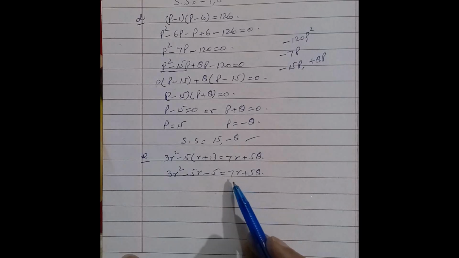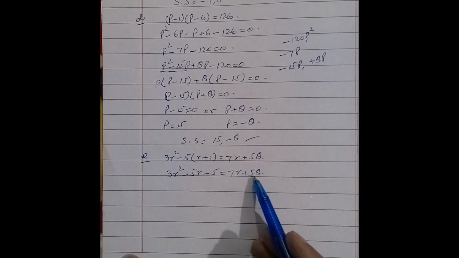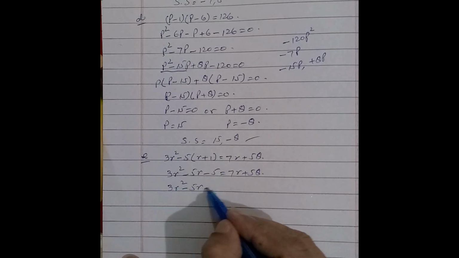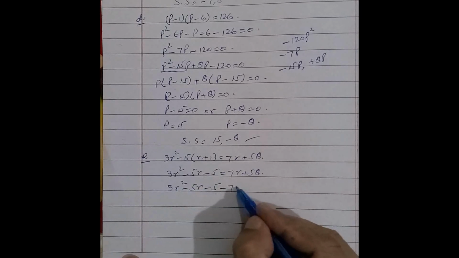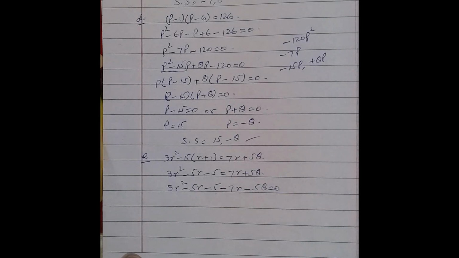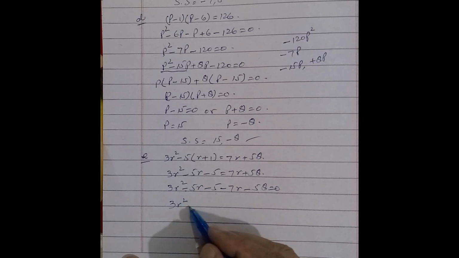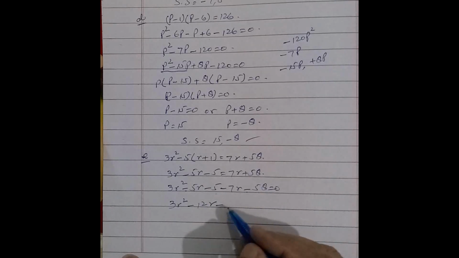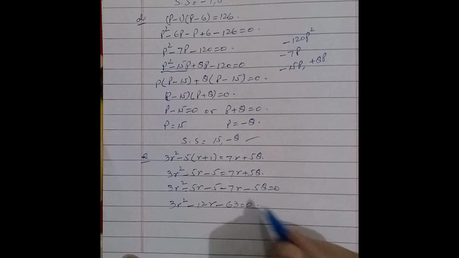And now we convert 7r plus 15 to the left side. We get 3r square minus 5r minus 5 minus 7r minus 58 is equal to 0. And then we simplify these values. We get 3r square minus 5r minus 7r, it is minus 12r, minus 5 and minus 58. We add them, it is minus 63 is equal to 0.